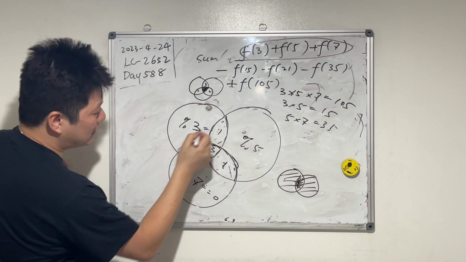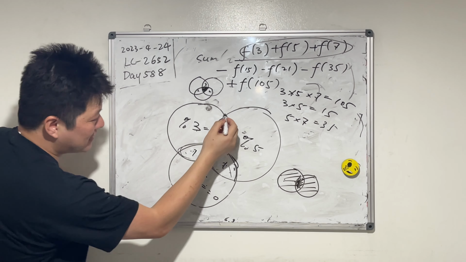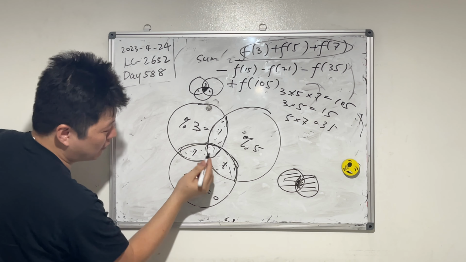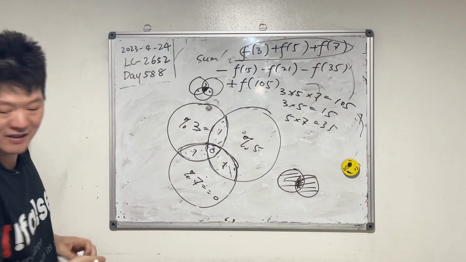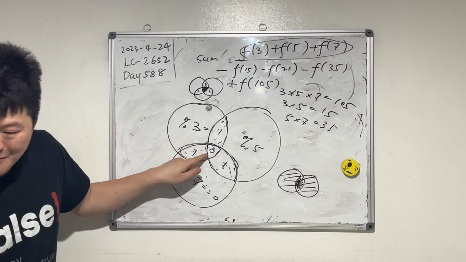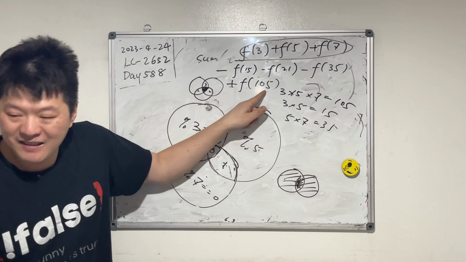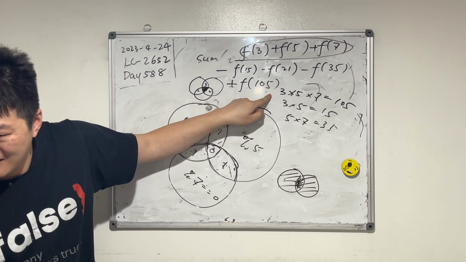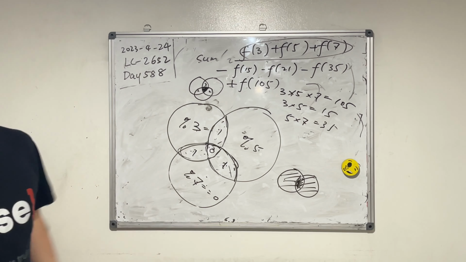But the thing is that you subtract 3 times. When you subtract these, it has gone from 3 to 0. Right? But I want 1 time here. So let's put it back. Make sense? Does it make sense now?